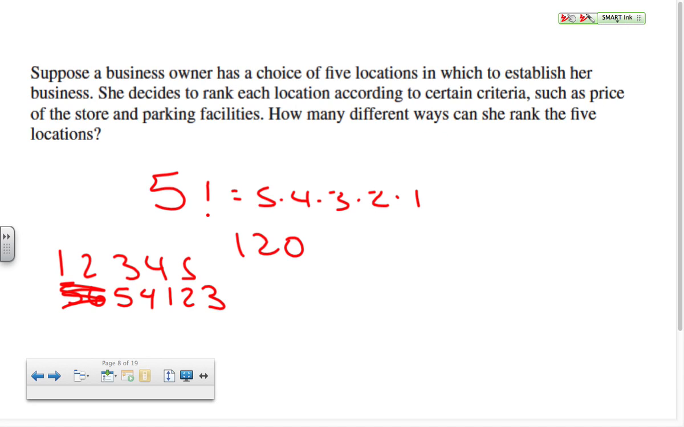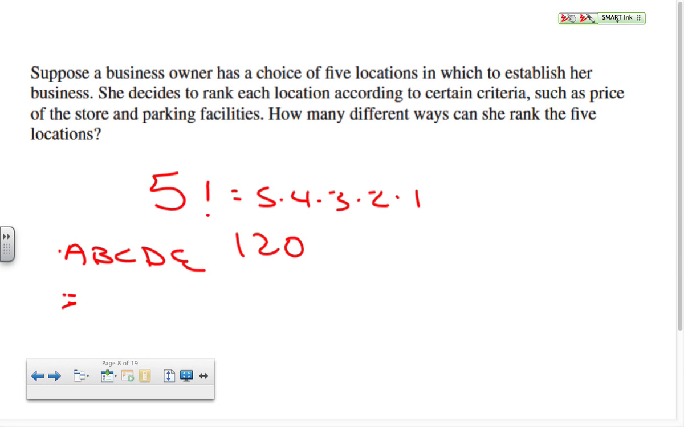Okay, let's try this again. I want to rank my stores, right? Let's say I have stores A, B, C, D, and E. I'm going to rank this one 1, 2, 3, 4, 5. That's different than C, B, A, E, D, right? Because they're in a different order. So that's what this means, is that I can use the same values.